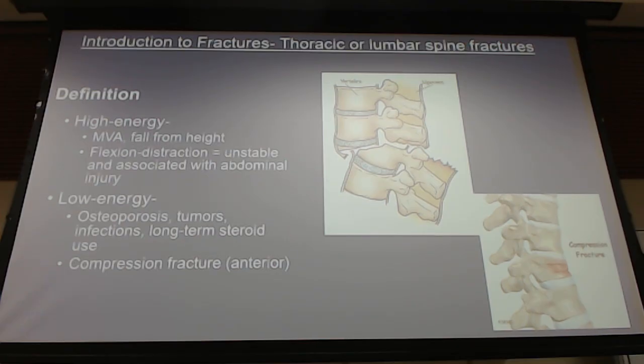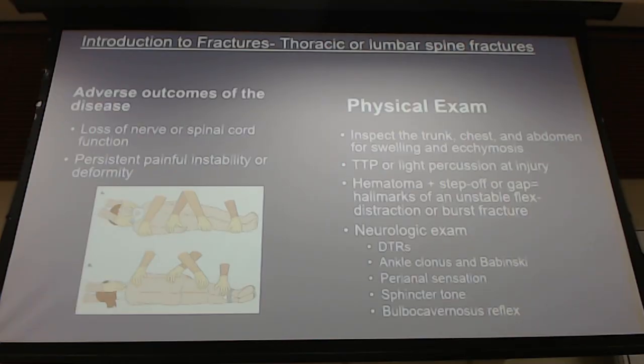Compression fractures, I think we talked about this in another lecture, is, as the name suggests, a shortening of the anterior aspect of the vertebrae. If you do not treat these things, then of course their instability persists. They can lead to deformity because spinal nerves and the spinal cord live in the vicinity of these fractures.